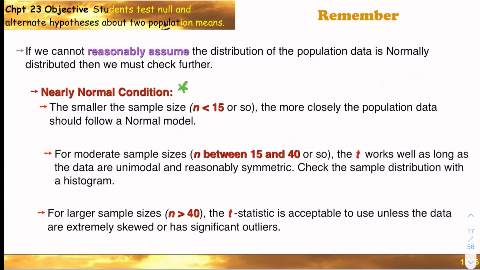For moderate sample sizes, think between 15 and 40 or so, the T works well as long as the data are unimodal and reasonably symmetric. It doesn't have to be perfect, but just reasonably symmetric. So we're going to check the sample distribution with a histogram. For larger sample sizes, think n is greater than 40, the T statistic is acceptable to use unless the data are extremely skewed or have significant outliers.